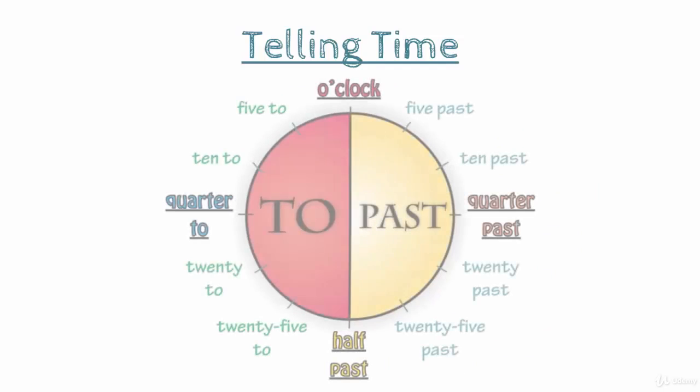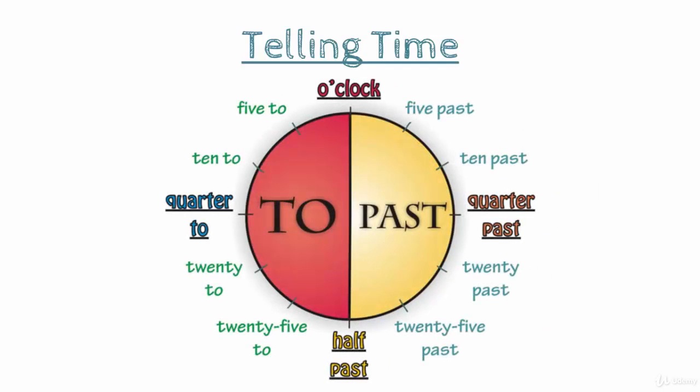Now let's see. Look at this graph here. Look at this picture. We have o'clock, 5 past, 10 past, 1/4 past, 20 past, 25 past, and 1/2 past. Now pay attention. Past is used for minutes 1 to 30, okay?